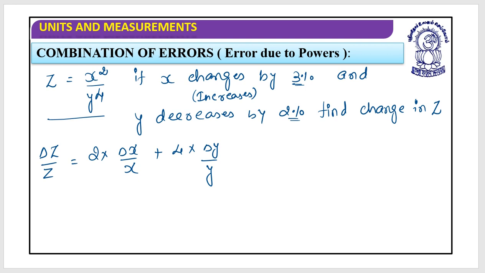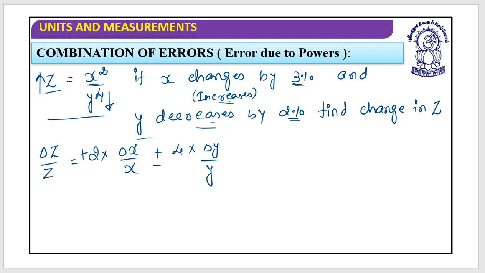Now remember one thing. Here z and x square are directly proportional to each other if we forget the y to the power 4. So if x increases, z should increase. So I should write it as positive. Now here y decreases. So if y decreases, z increases. So I have written it as plus. If, let's say, y increases, I need to write this as a minus.